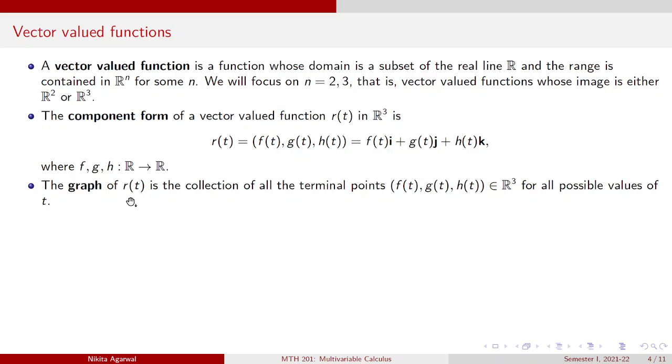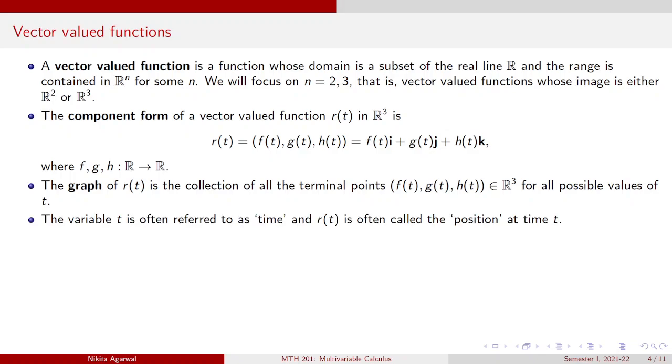What is the graph of r(t)? It's the collection of all terminal points (f(t), g(t), h(t)) for all possible values of t. So you look at all these vectors. What is their terminal point? The terminal points are (f(t), g(t), h(t)), and you look at the collection of all such points for every value of t which is possible. Now the variable t is often referred to as the time variable, and r(t) is often referred to as position at time t. We'll come to this issue again in some time.